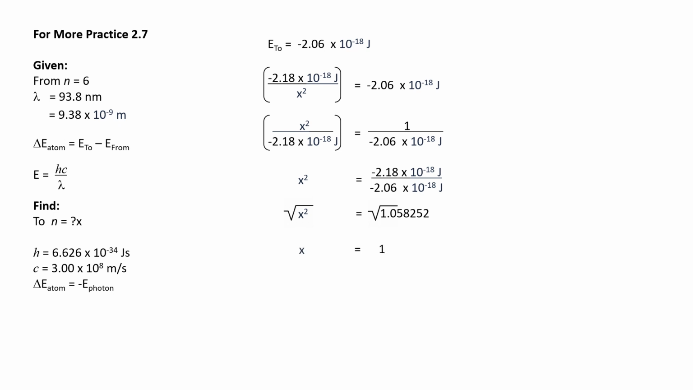And when we do that, the value of x comes in at 1. This has to be a whole number. It can't be a decimal or a fraction. It has to be a whole number. So our value of x in this case is 1, which means that we went from a level 6 down to a level 1.